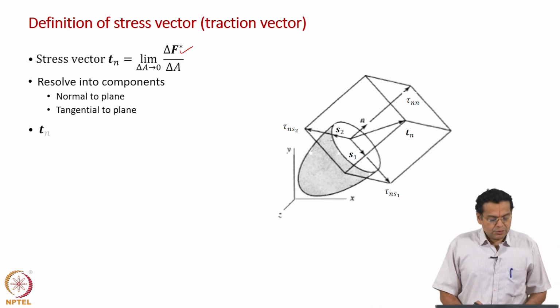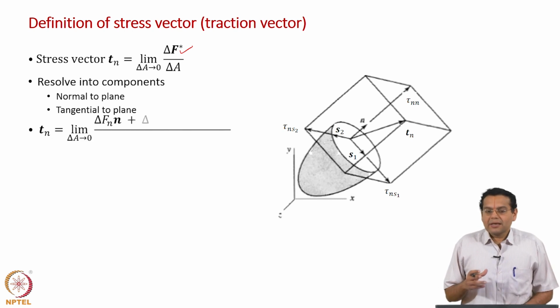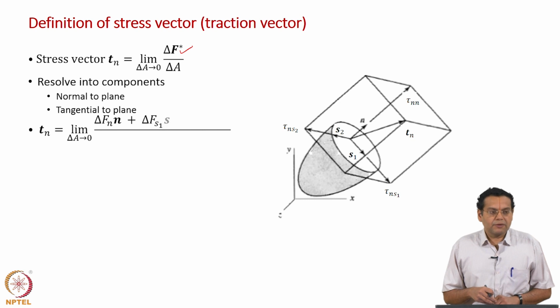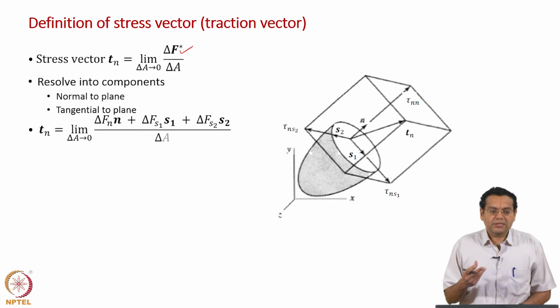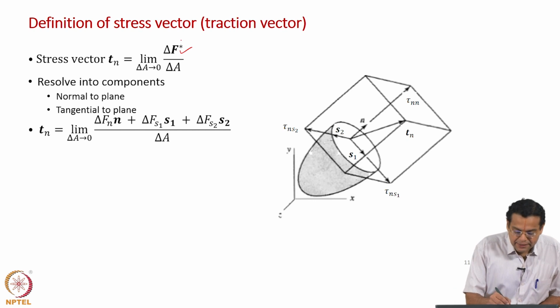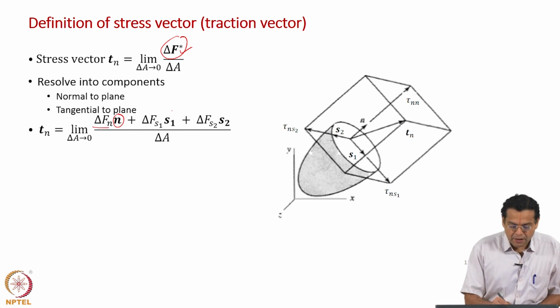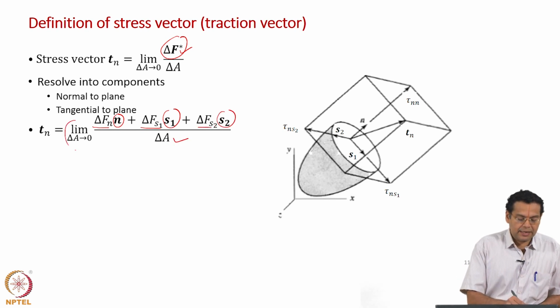So now let us do that, because if you talk about force it has all the information, but what is more useful is if you talk in terms of components. If you keep talking about velocity vector, that is fine, but you always talk in terms of velocity components Vx, Vy, Vz. So what have I done? This delta F star has been resolved along the n direction, denoted as delta Fn, along S1 delta Fs1, along S2 delta Fs2, divided by area, of course limit delta A tending to 0.